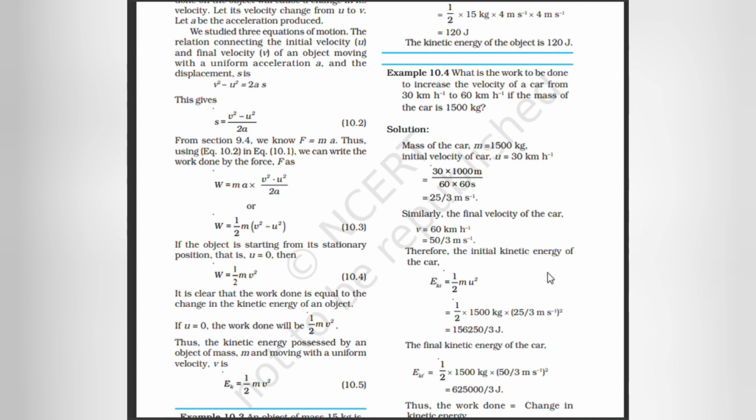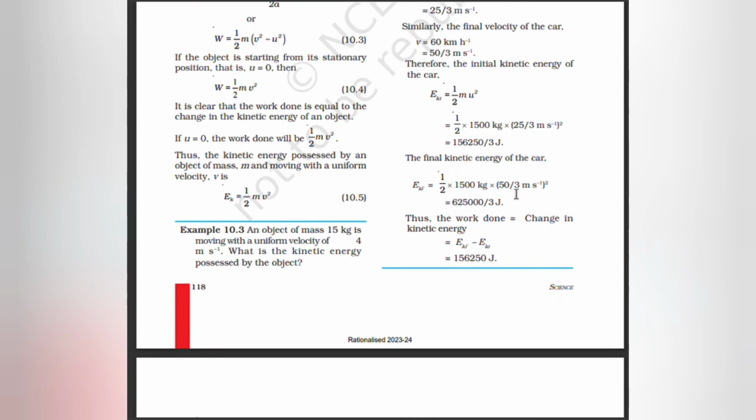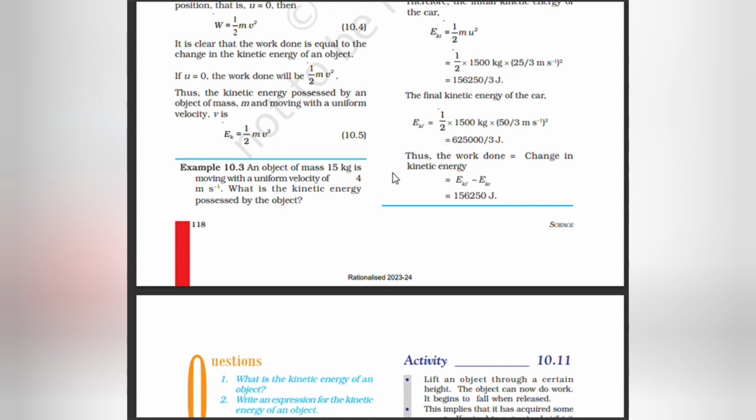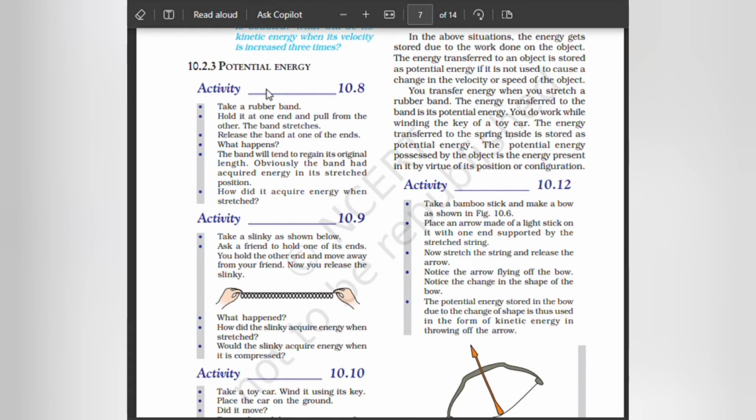Therefore, the initial kinetic energy of the car E is equal to half mu square, half into 1500 kilogram into 25 by 3 meter per second squared. The kinetic energy of the car is equal to 6,25,000 by 3 joule. As the work done is equal to the change in kinetic energy, it is equal to 1,56,250 joule.